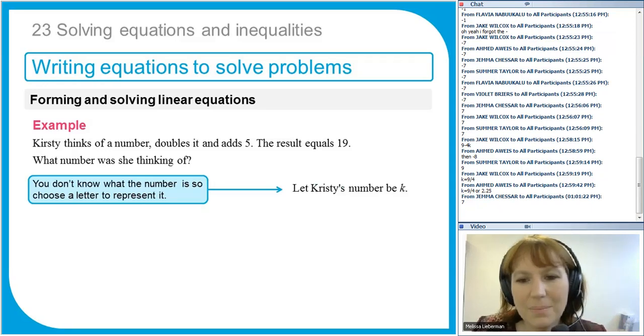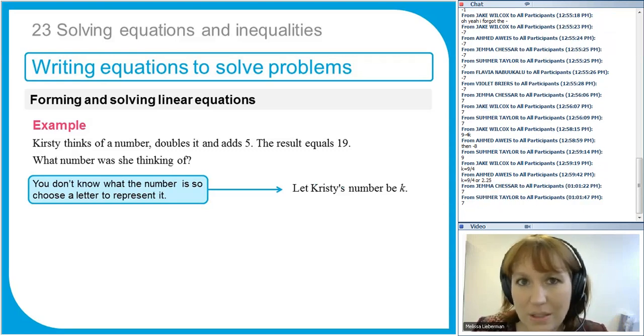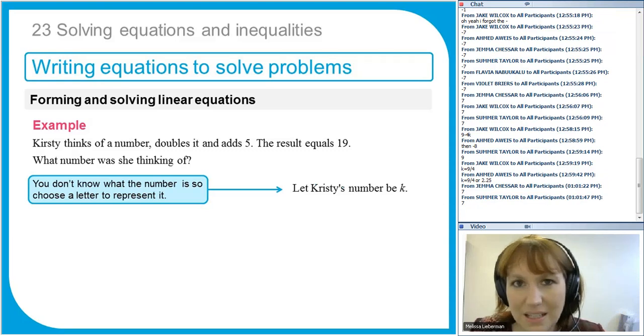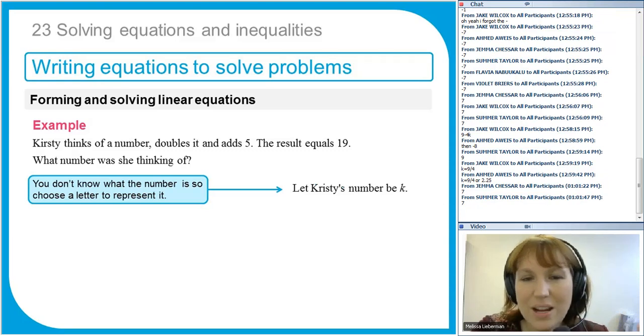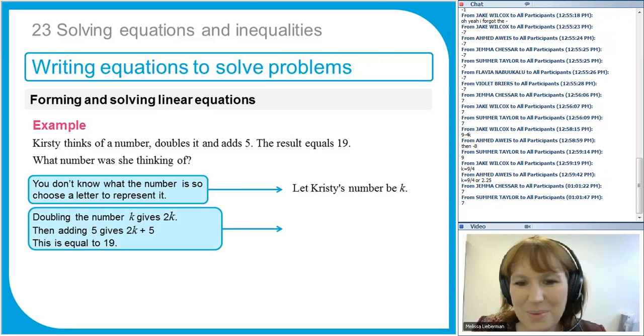So let Kirsty's number be k. The thing that you're trying to find, always call that by a letter. And then what's she doing? She's doubling it. So double k means 2k, and adds 5. So 2k plus 5. And the result is 19, so equals 19. So it's a little bit like translating the words into symbols. So altogether we've got 2k plus 5 equals 19, and then we can solve it.